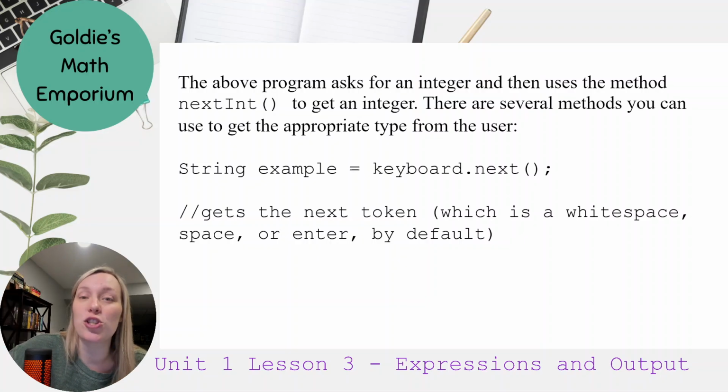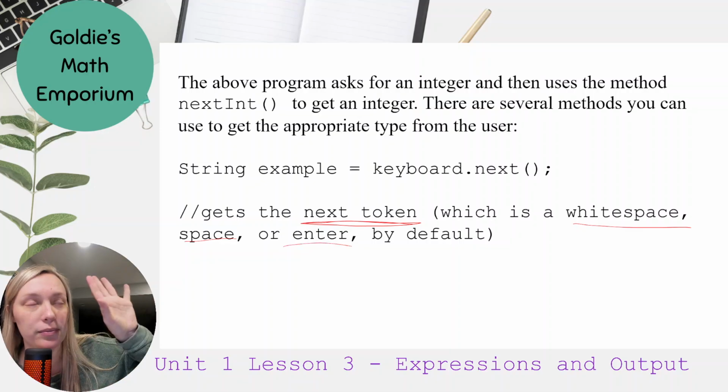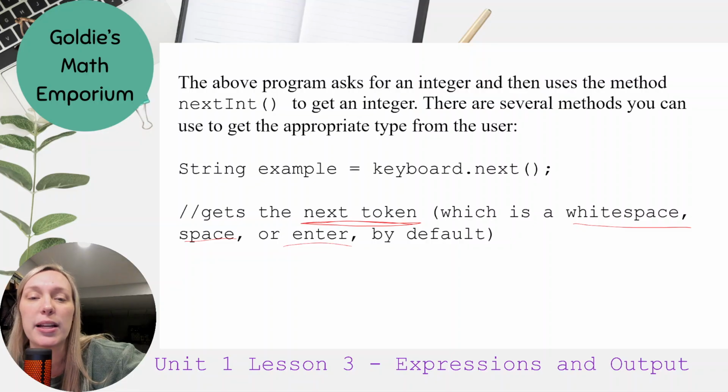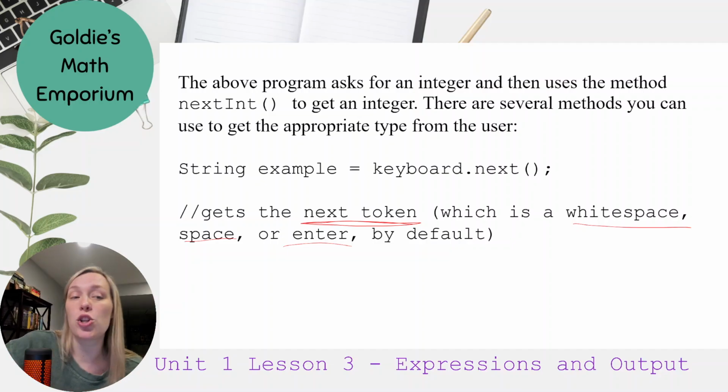Or excuse me, sorry, just next is the next token, which is a white space or enter by default. So this would be if you want to get a word. You use .next, and it gets stored in a variable that is a string. So String example equals keyboard.next. So it gets next.